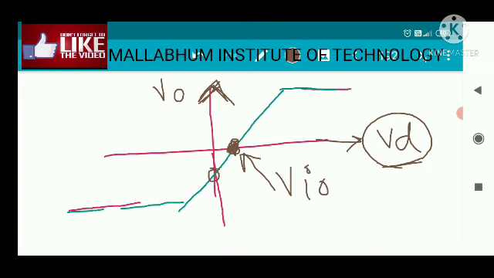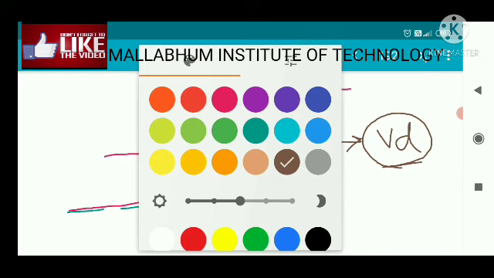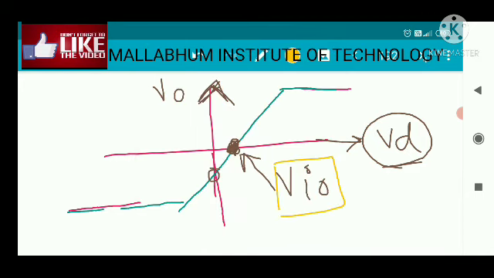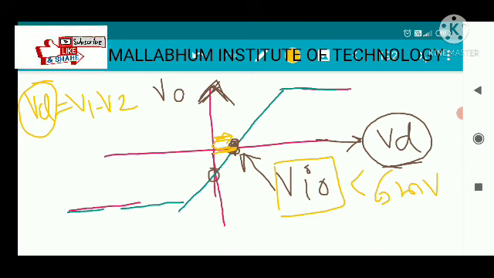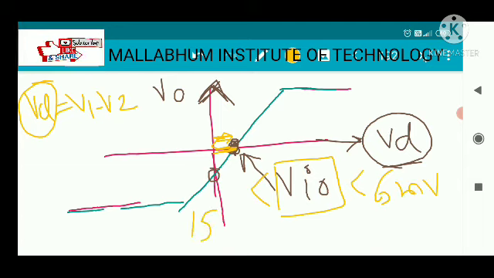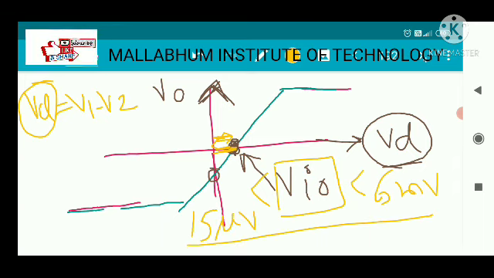Now how do you define the input offset voltage? The input offset voltage is defined as that amount of voltage which must be applied. This is the difference: Vd is nothing but V1 minus V2. So you must apply this difference voltage to the operational amplifier so that your output voltage is equal to 0. The range of this voltage is from 6 millivolt to 15 microvolt. This is the range of the input offset voltage.